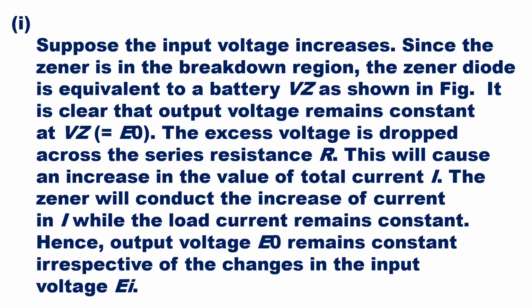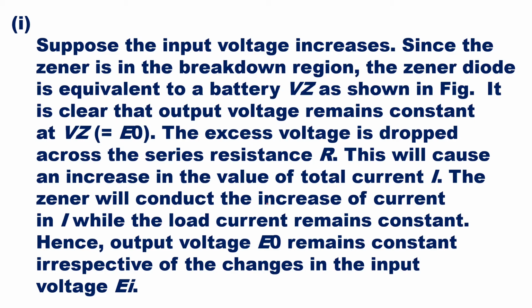So here we'll take the first case. Suppose the input voltage increases. Since the Zener is in the breakdown region, the Zener diode is equivalent to a battery as shown in the earlier figure. It is clear that the output voltage remains constant, that is VZ is equal to E naught. The excess voltage is dropped across the series resistance. This will cause an increase in the value of the total current I. The Zener will conduct the increase of current in I while the load current remains constant. Hence, output voltage E naught remains constant irrespective of the changes in the input voltage EI.